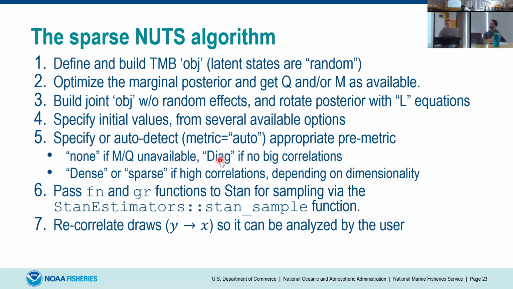If you have Q and you invert it and there are no correlations, they're all small, you don't need to do dense or sparse. You just do diag. And then either dense or sparse if there are high correlations, and which one will be faster depends on the dimensionality and sparseness of Q. What I do is I just calculate both. I do an internal timing of the gradient call, and whichever one's faster is the metric that's used.